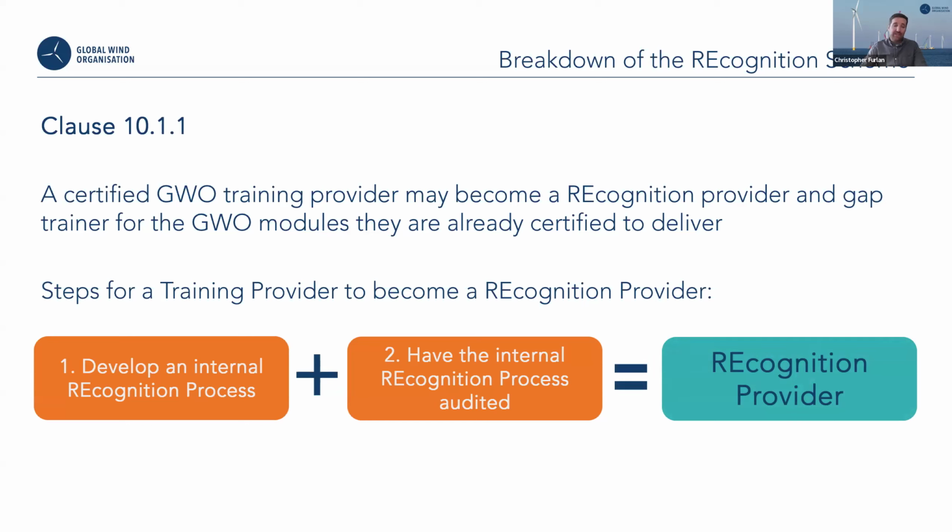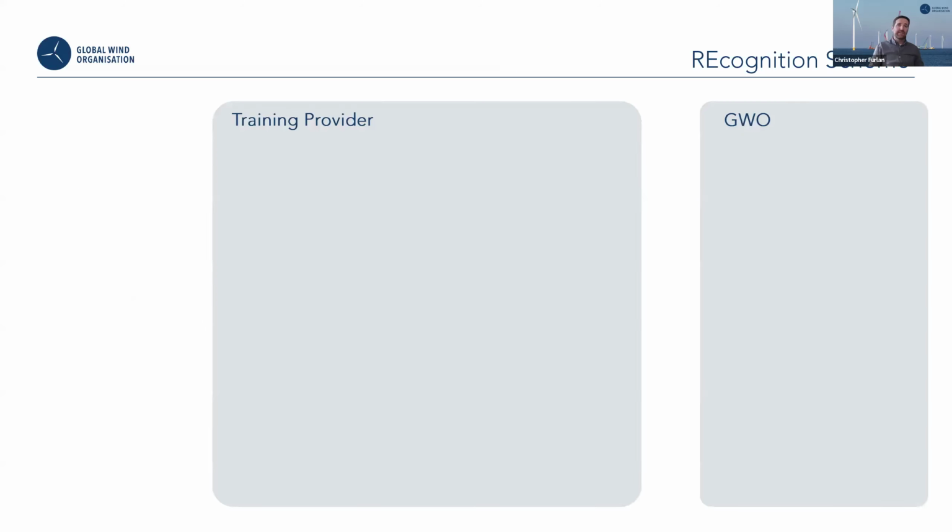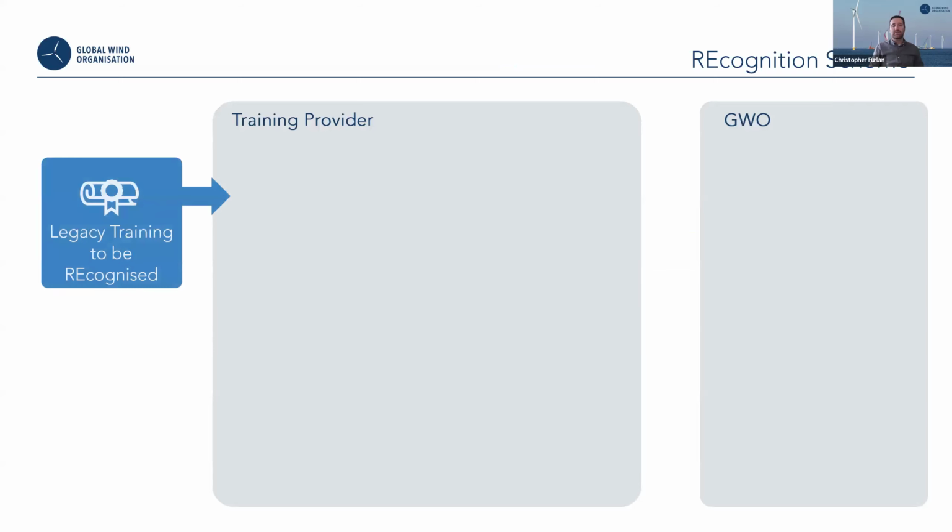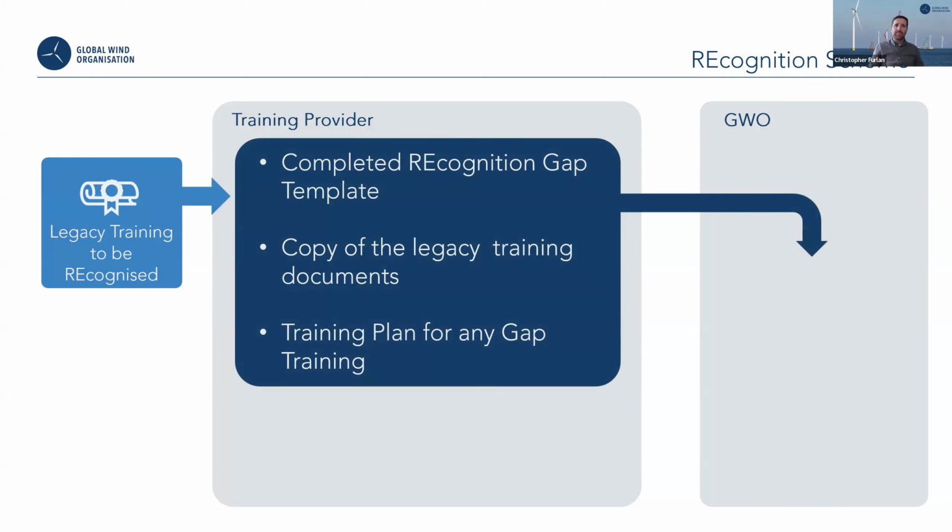At this point, they're actually not ready to do any sort of gap analysis or deliver any sort of gap training. They just have their setup approved to be able to now go out and gap analyze a training. What happens then, they'll take the legacy training, we're calling the training to be gap analyzed, so the training for the existing qualification, the legacy training. They'll take this and then they'll conduct the gap analysis.